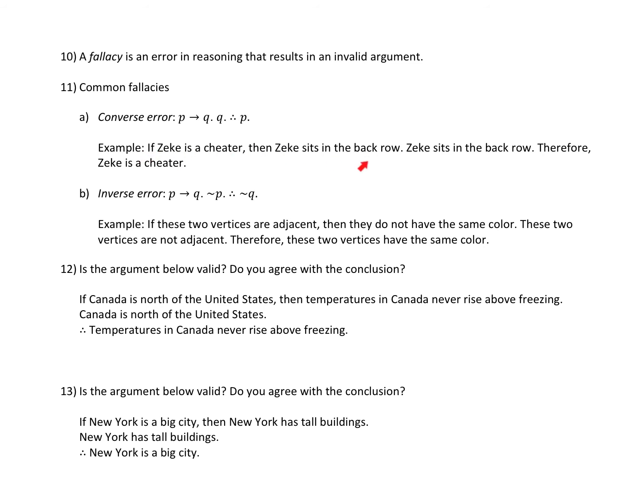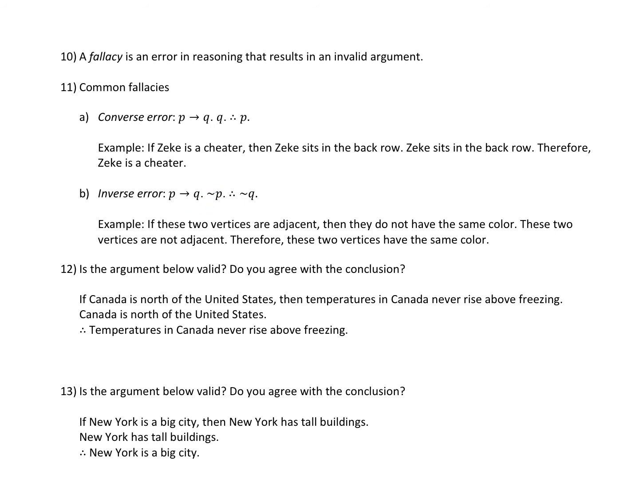It seems intuitive that sitting in the back row does not make you a cheater, right? Being a cheater implies sitting in the back row, but the other direction is not true. Sitting in the back row does not imply cheater. And then the inverse error, where you assume P implies Q. You know P is not true, therefore Q is not true. Okay, this is not true because when you include these nots, you have to use the contrapositive.